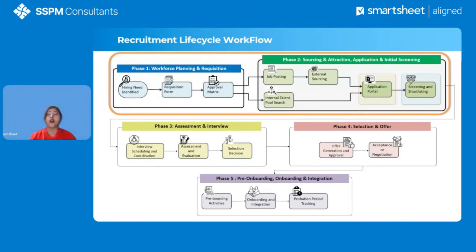In phase five, onboarding and integration, we have pre-onboarding activities, onboarding of the employee, and also the employee integration. Now, this sums up the whole life cycle, right? And every organization has this life cycle. But here's the real question. In this entire process, is it connected, structured, or visible in real time?